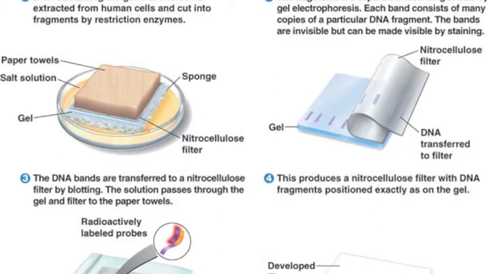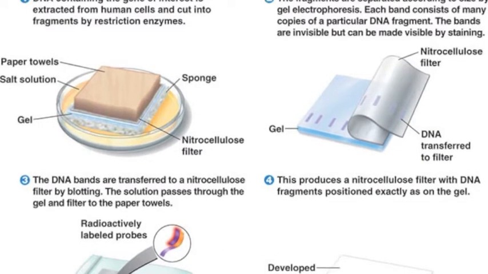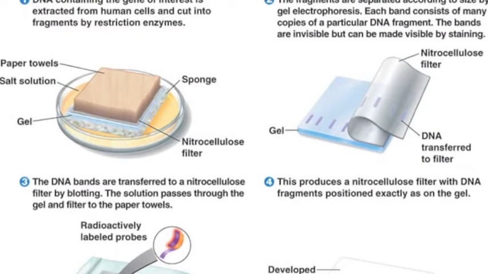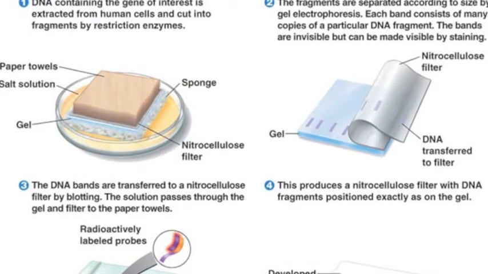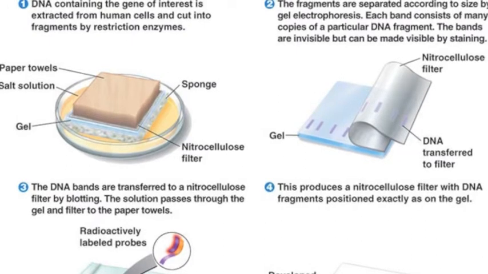The first step in the DNA typing is the extraction of the DNA from the sample. Then the extracted DNA sample is cut into fragments by the restriction enzymes.